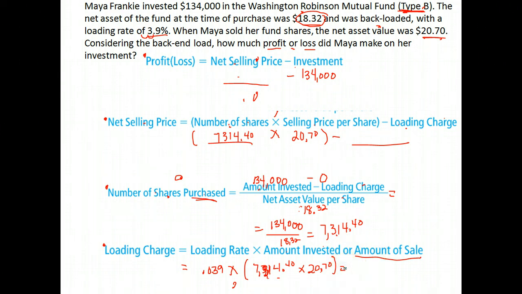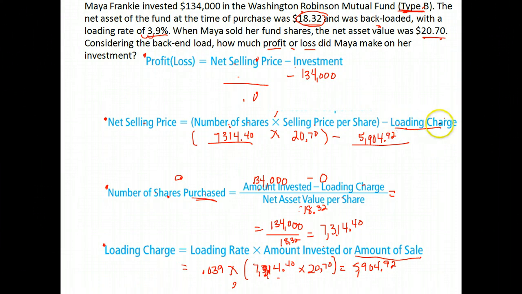So 0.039 times 7,314.4 times 20.7. Okay, when I do that, I get $5,904.92 is my loading charge. Okay, so now we go back up. Where did we need to fill in loading charge? Right here we had a blank that was supposed to be our loading charge at the end.